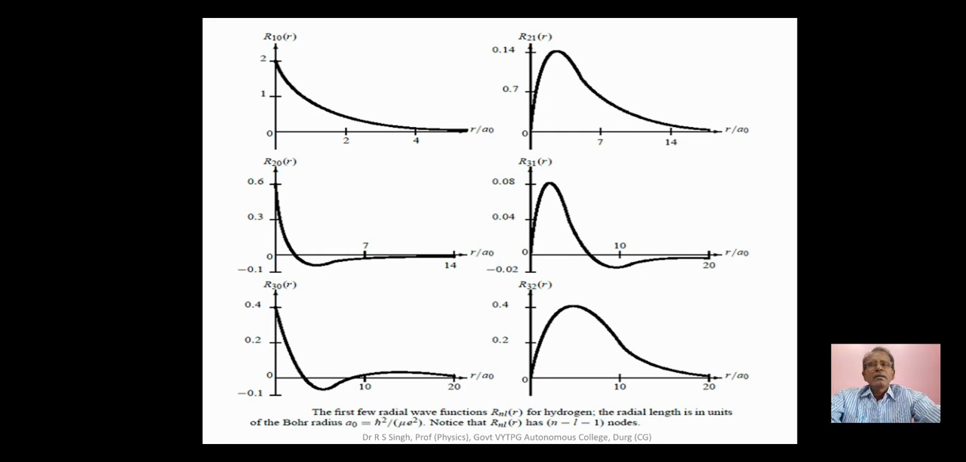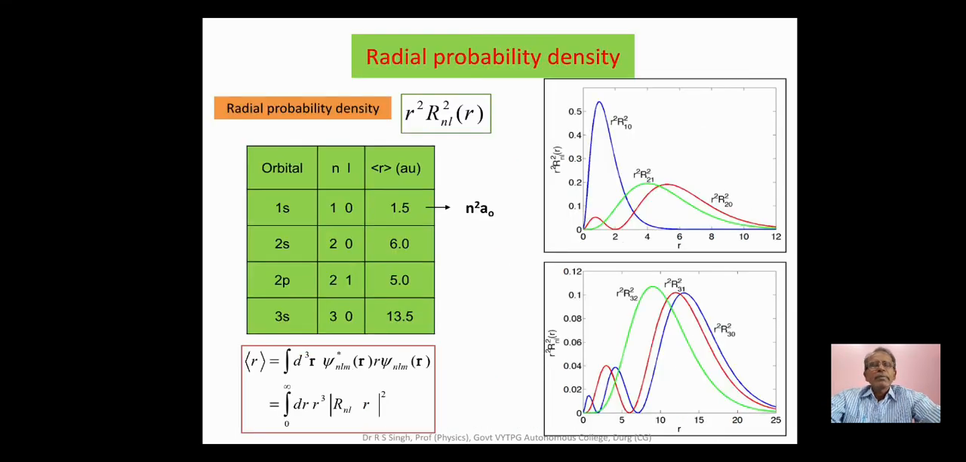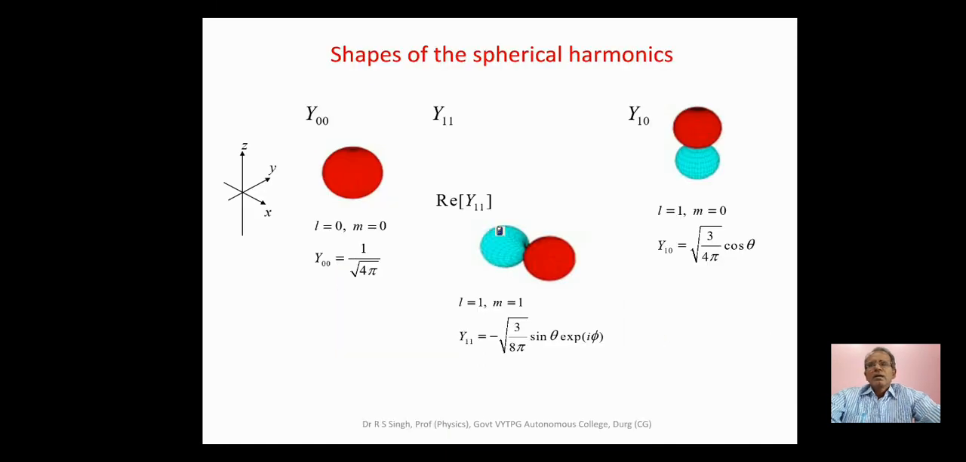Variation of R n l of r versus r upon Bohr's radius has been shown here for different values of n and L. Capital R n l has n minus L minus 1 nodes. Radial probability density, r square capital R n l square function of r in arbitrary units, has been shown here.